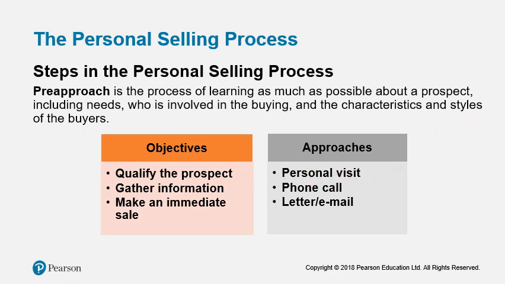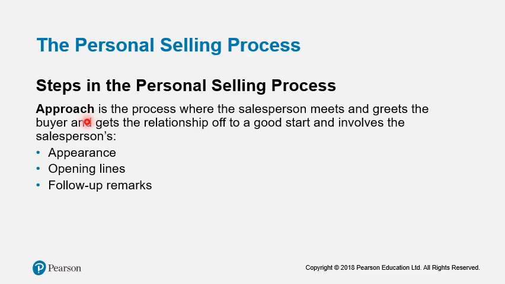If you have secured an appointment, for example, it's time for you to do the personal visit at the next step, which is the approach step. This is the third step in the personal selling process, where the salesperson meets and greets the buyer and gets the relationship off to a good start. It involves the salesperson's appearance, so how your attire looks, typically you will dress in a business suit, your opening lines on how you're going to address them, as well as some follow-up remarks, especially after you have made a phone call and tried to reach them before, or you might want to thank them for spending some time to listen to your presentation in this particular selling process.